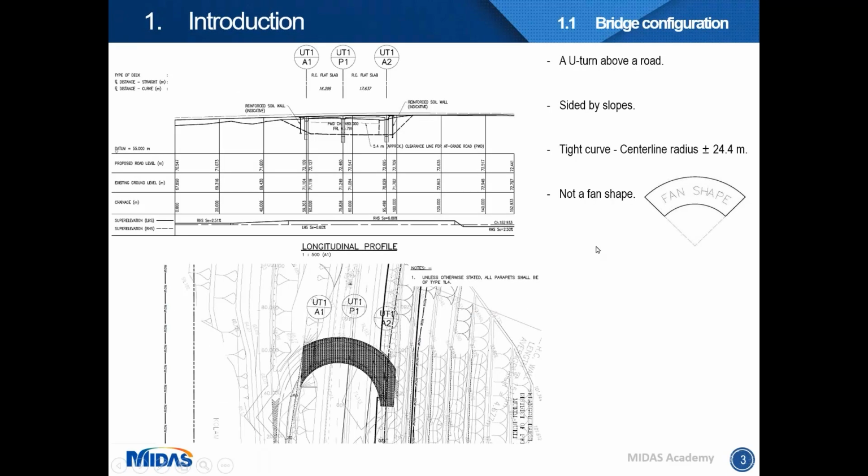This is the bridge. It is a U-turn above an existing road. It has 2 spans, 3 piers, surrounded by slopes. The space for it is quite tight. The turning radius is only about 24.4 meters. It is not a fan shape like this. It is quite irregular in its footprint.